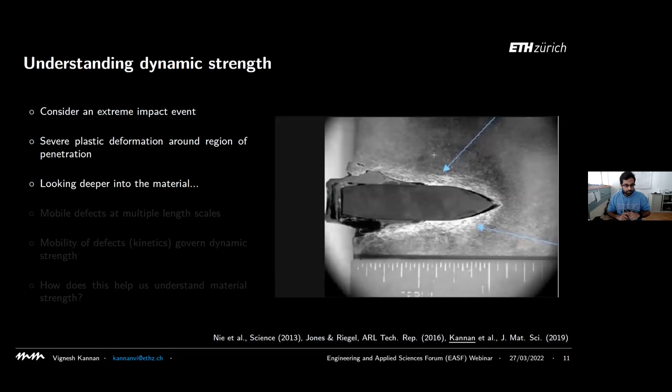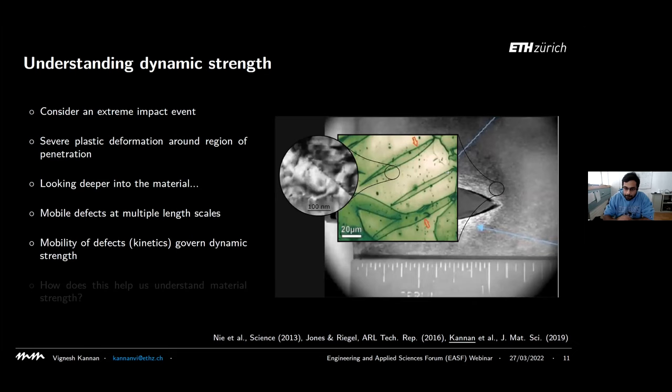To be able to understand that, I'm just going to give you a quick overview of how we think about this problem. So let's consider an extreme impact event, for example, a bullet penetrating an armor plate. And if I zoom in, what you see is these lenticular bands that are deformation twins. And you can also see what are called dislocations that we were talking about previously, right? So given the fact that we have a whole range of mechanisms that are playing around inside a material, how do we use this to understand material strength?